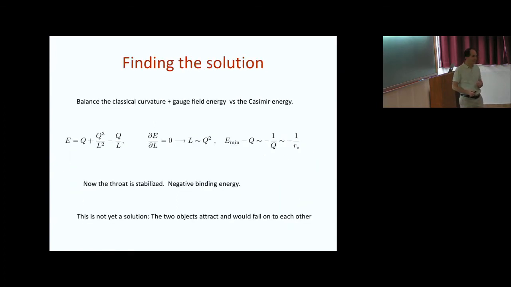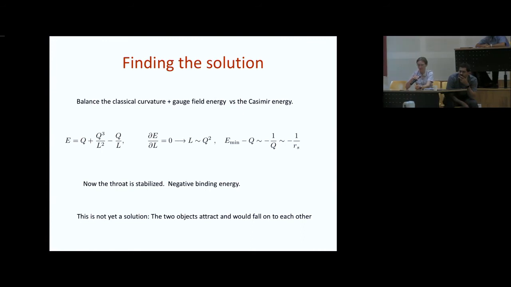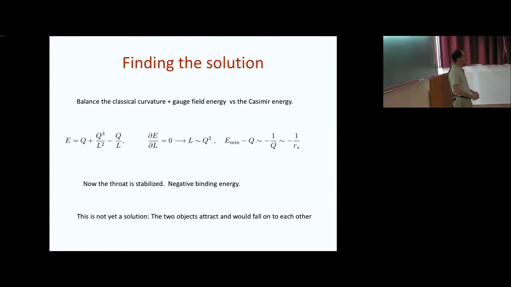Yes. Two near horizon geometries were oppositely charged to start with. Yes, they are oppositely charged. So they would attract. Yes, they would attract. But so far we're just doing the initial time slice. So this is a solution in the throat region. This is not a solution in the ambient space. So we are not there yet. Okay, so this is not yet a solution. As Veronica said, these two objects would attract and fall into each other.